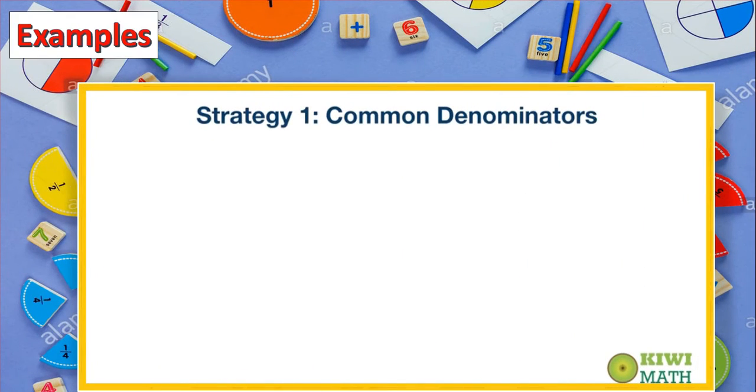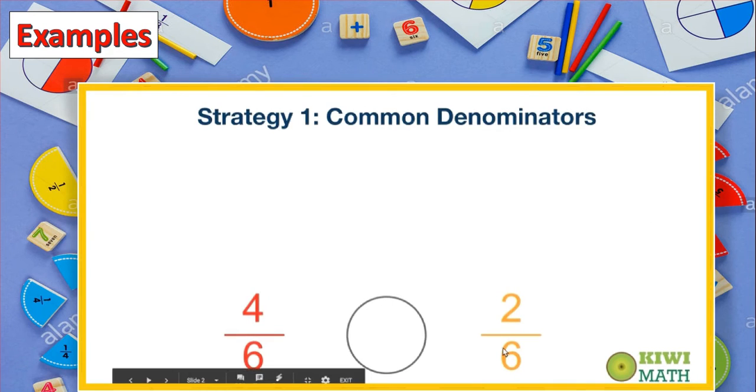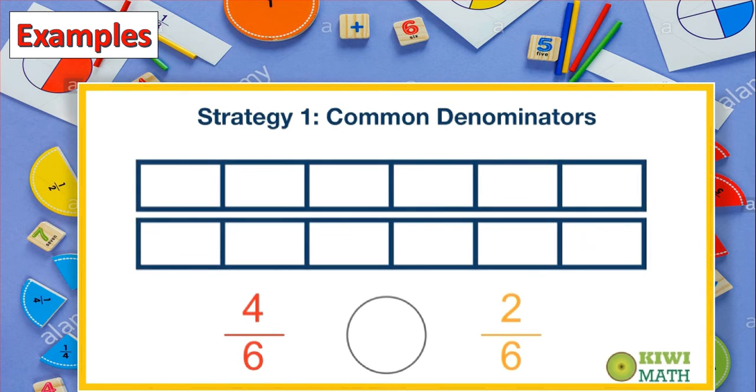Another example. The first strategy is called common denominators. We use this strategy when 2 fractions have the same denominator. In this case, the denominator is 6. In order for us to figure out what's more, 4/6 or 2/6, we have to think about what the denominator actually means.